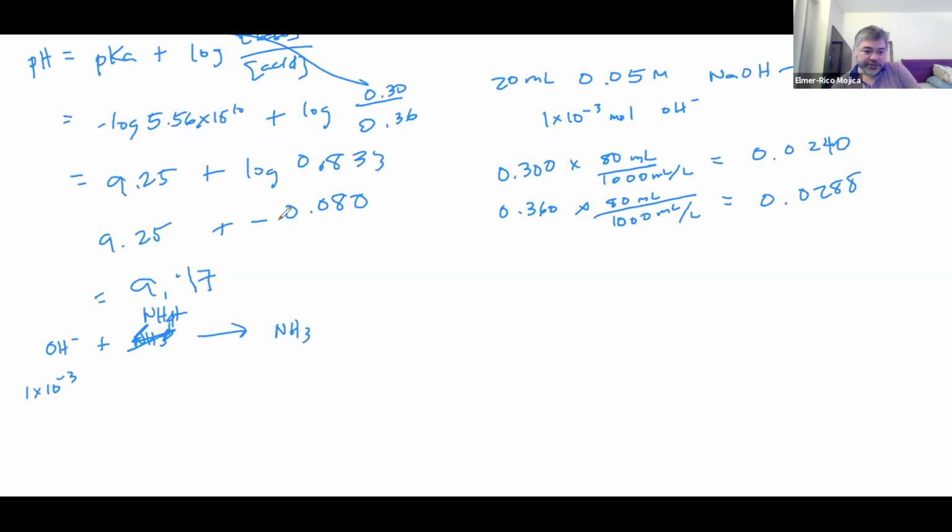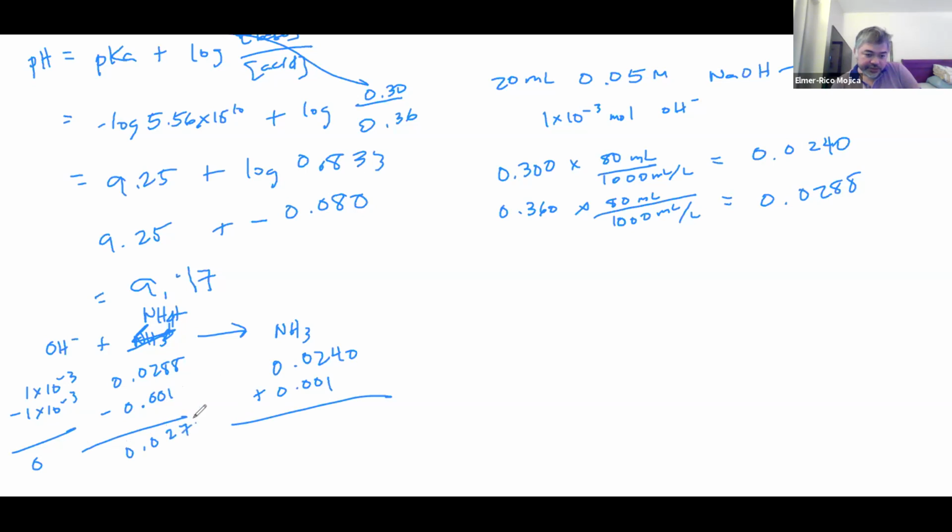So what is the NH4 there? So I want to look at the question again. So the NH4 plus there, the acid one is the 0.36. So that's the one that is the 0.0288. And then this one is 0.0240. Okay. Now we subtract it. You're going to utilize everything here. So 1 times 10 to the negative 3 is just 0.001. So you subtract it and this one you form. And in the end, this one is 0, and this one will become what? 0.0278, and this one becomes 0.0250.